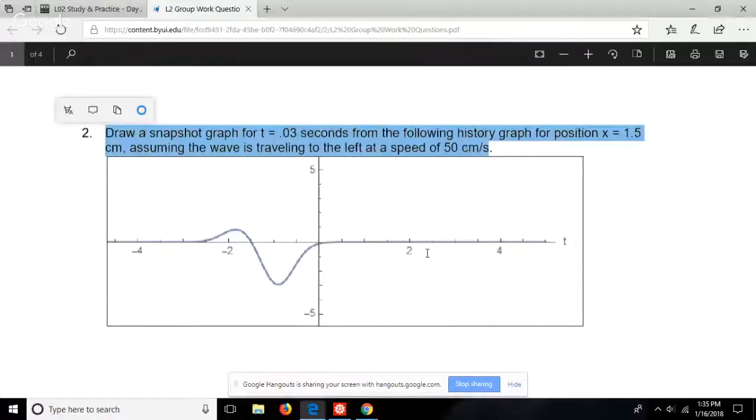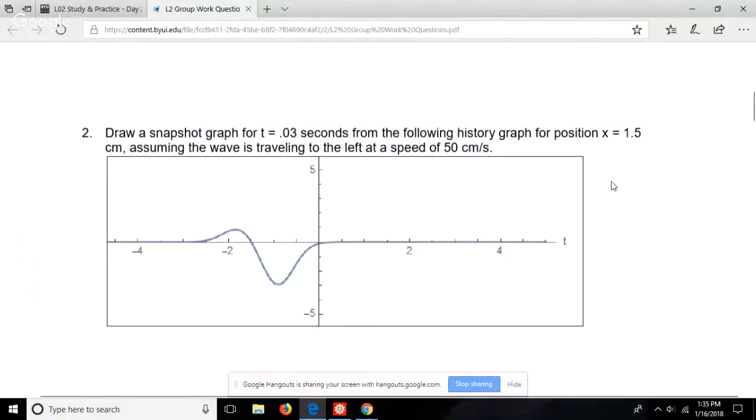the problem, because I read it and I can just do it. There you go. Draw a snapshot for t equals 0.03 seconds from the following history graph for position x equals 1.5 centimeters, assuming the wave is traveling to the left at a speed of 50 centimeters per second.